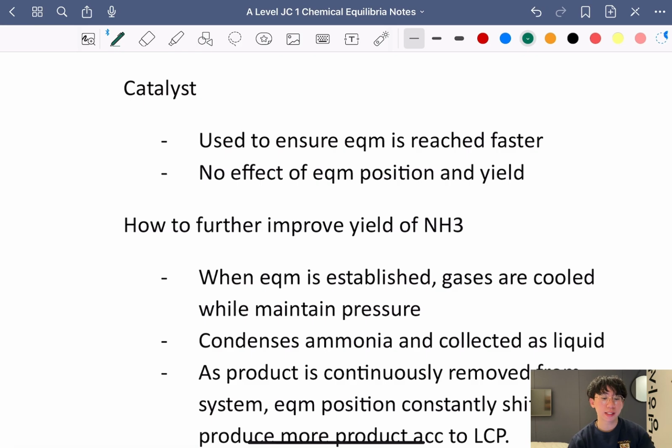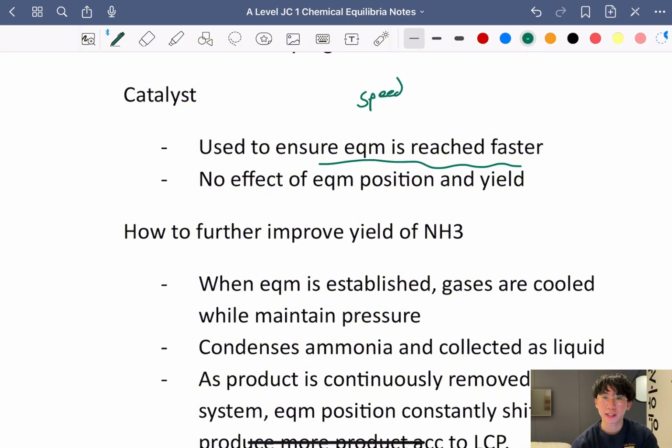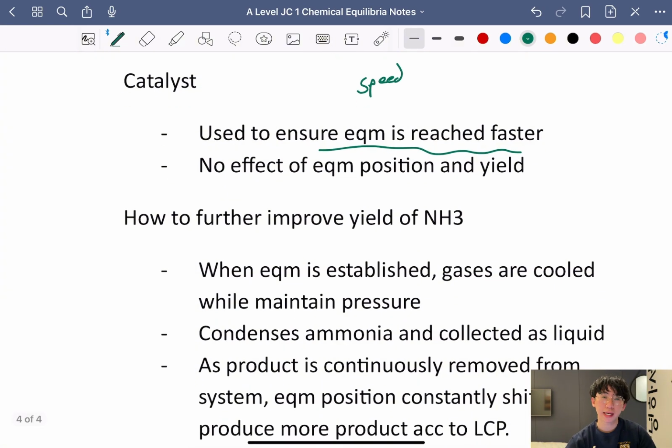Next, the point of the catalyst is just to ensure the equilibrium is reached faster. Again, speed is king. We need high speed for industrial purposes. But the catalyst again has no effect on the equilibrium position and the yield.